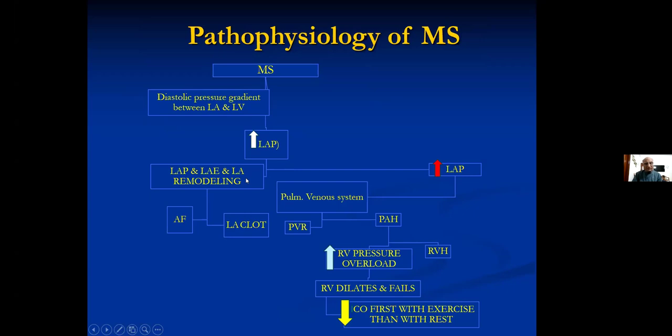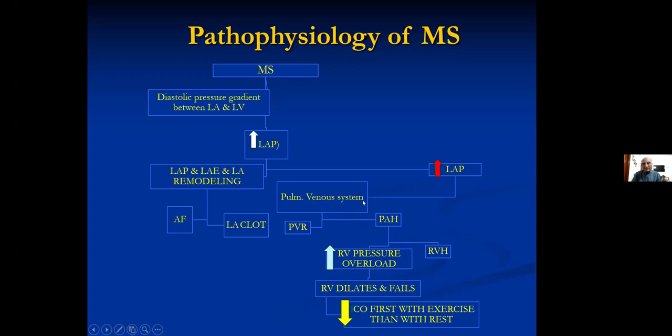Remodeling means a change in shape, size, and function, and a persistent increase in the LA can lead to atrial fibrillation and LA clot. So this is a sort of long-term affair because of patchy fibrosis. So this is one side of increased LA pressure.